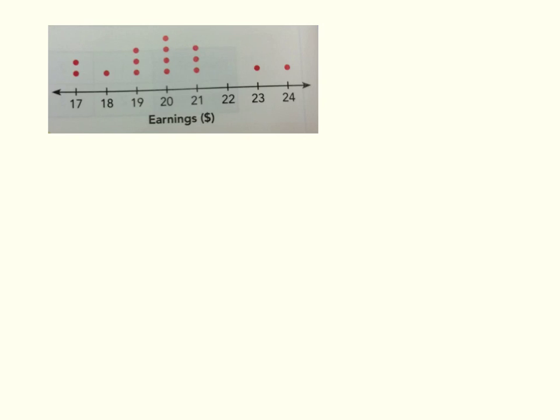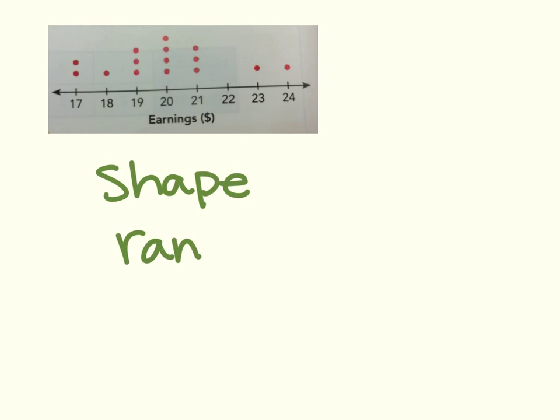We're going to use 2 different descriptors to tell what this dot plot looks like. We're going to describe its shape, and we're going to describe its range. Now the shape we've already talked about. We're going to decide if this is symmetrical or left skewed or right skewed. So let's take a look at it.